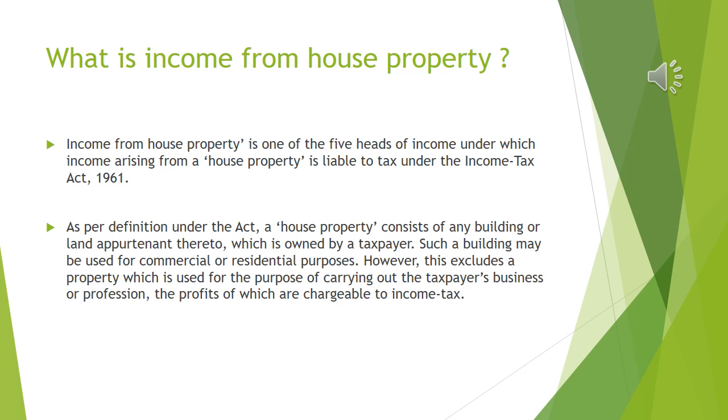First, let us understand what is income from house property. Income from house property is one of the 5 heads of income under which income arising from a house property, which is liable to tax under the Income Tax Act 1961. According to the Income Tax Act 1961, house property consists of any building or land appurtenant thereto, which is owned by a taxpayer.